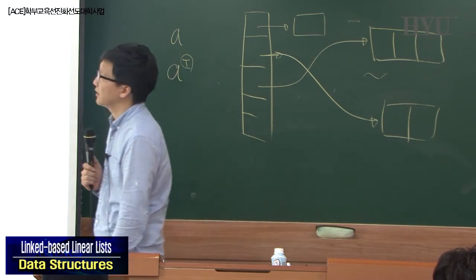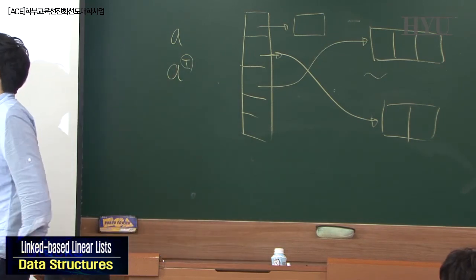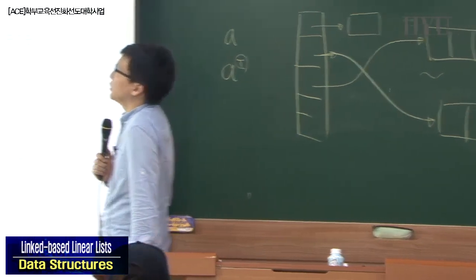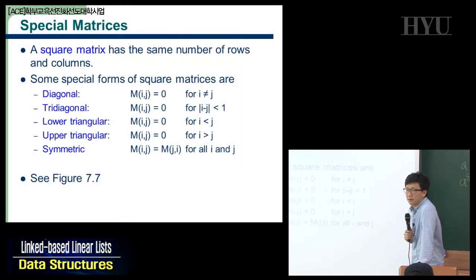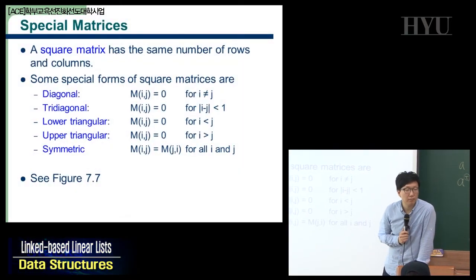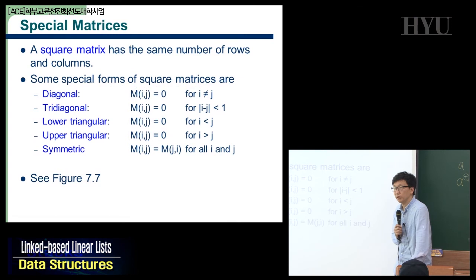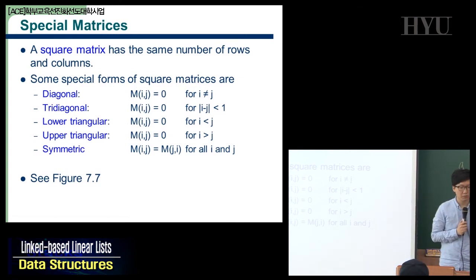이렇게 하자. 붙였다. Special matrix. A square matrix has the same number of rows and columns. We've seen an irregular matrix, that has an inconsistent number of columns. But this one, square matrix means same number of rows and columns. 3 by 3, 4 by 4.